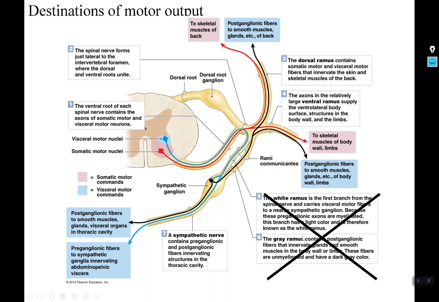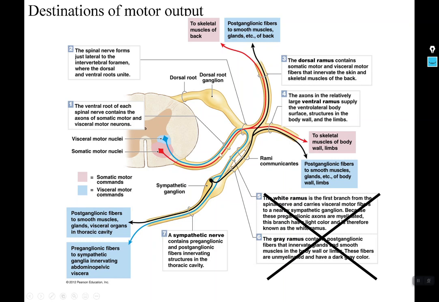So you'll notice that we've crossed out white and gray ramus here. We'll get to that later. This is for chapter 16 stuff, not chapter 13. So stay tuned for that. But what you will see is the rami communicantes, which means communicating rami, and those are going to contain myelinated and unmyelinated fibers that are going to basically allow the spinal nerve to communicate with the sympathetic ganglion. The sympathetic nervous system is your fight or flight system. So this ganglion is specifically in place to permit communication between your fight or flight system and the rest of your body.